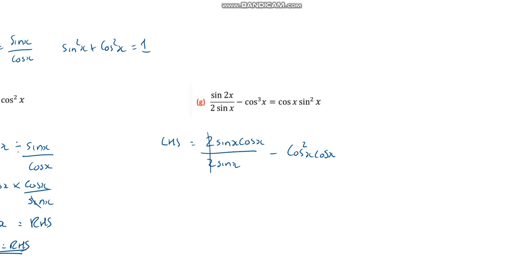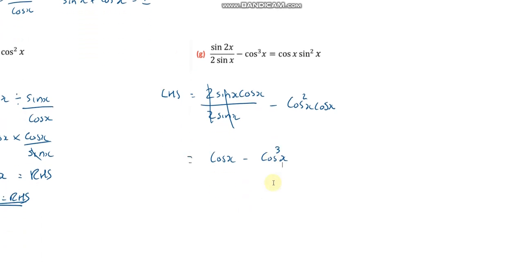So this cancels, this cancels. So that's the same as cos x. Just cos x. That's the same as cos x. Take away, if I'll just rewrite, I'll just keep it as cos cubed x. Okay. So how can I rewrite that? Well, let's take a common factor out of cos x. So that's 1 take away cos squared x.